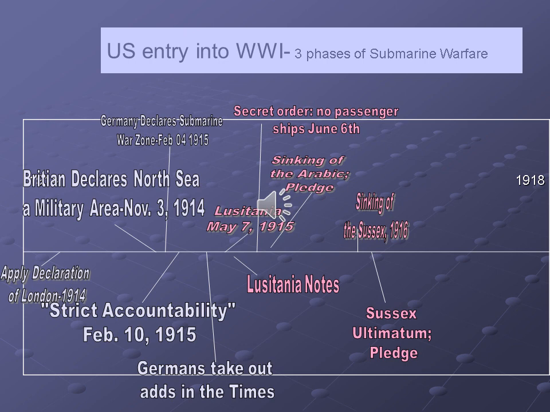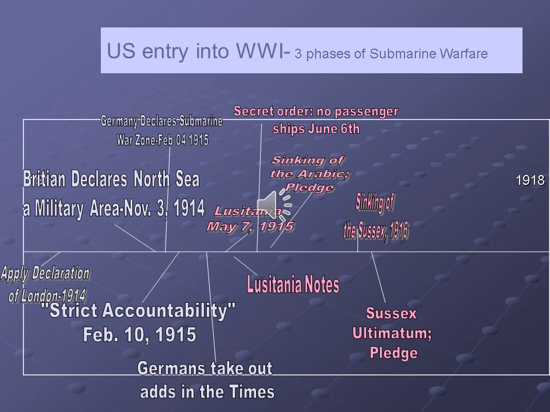Then, the sinking of the Arabic. The Arabic was a U.S. merchant ship. Several lives were lost, and basically it was mistakenly shot. The German ambassador to the United States went to Wilson, apologized right away, and promised that they would stop unrestricted warfare, that they wouldn't shoot at any ocean liners, anybody with U.S.